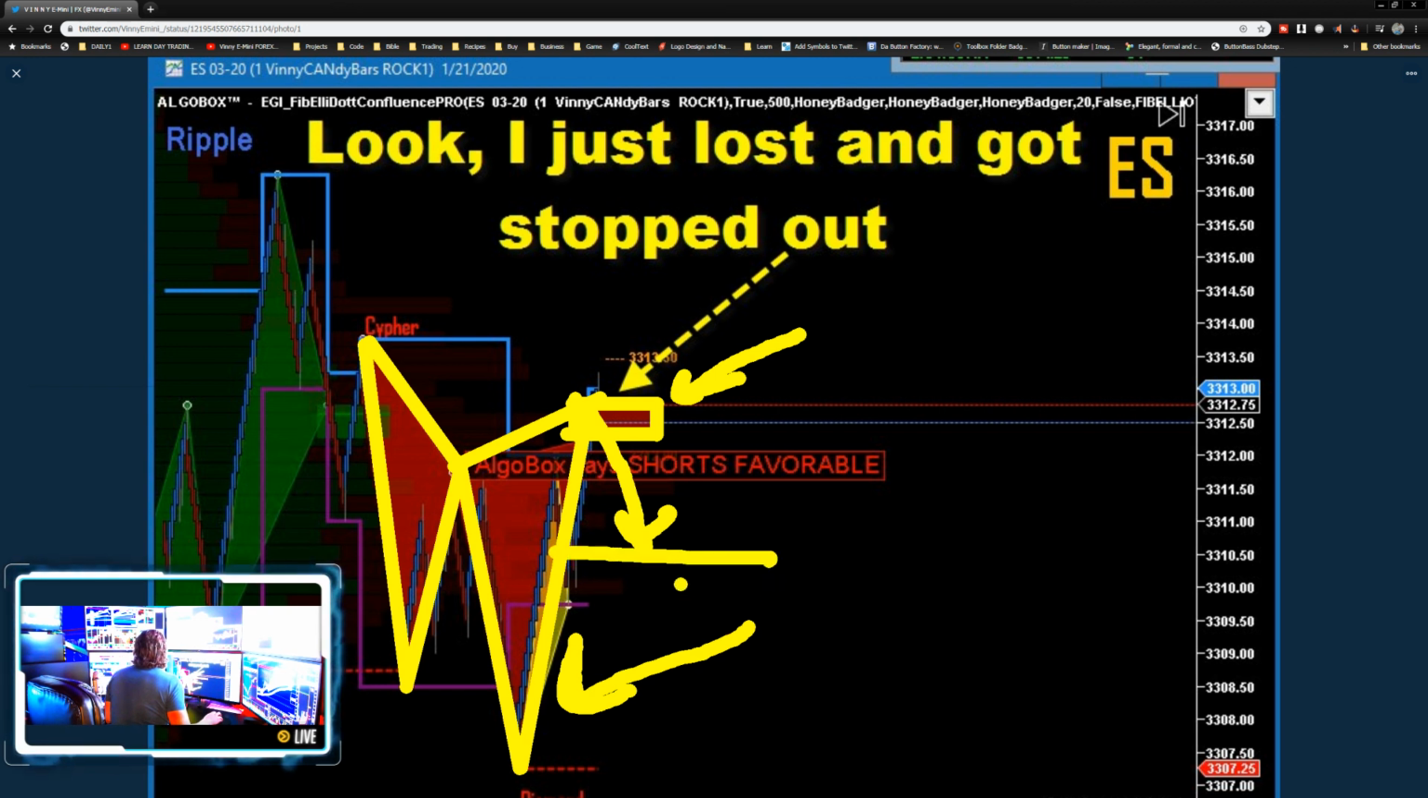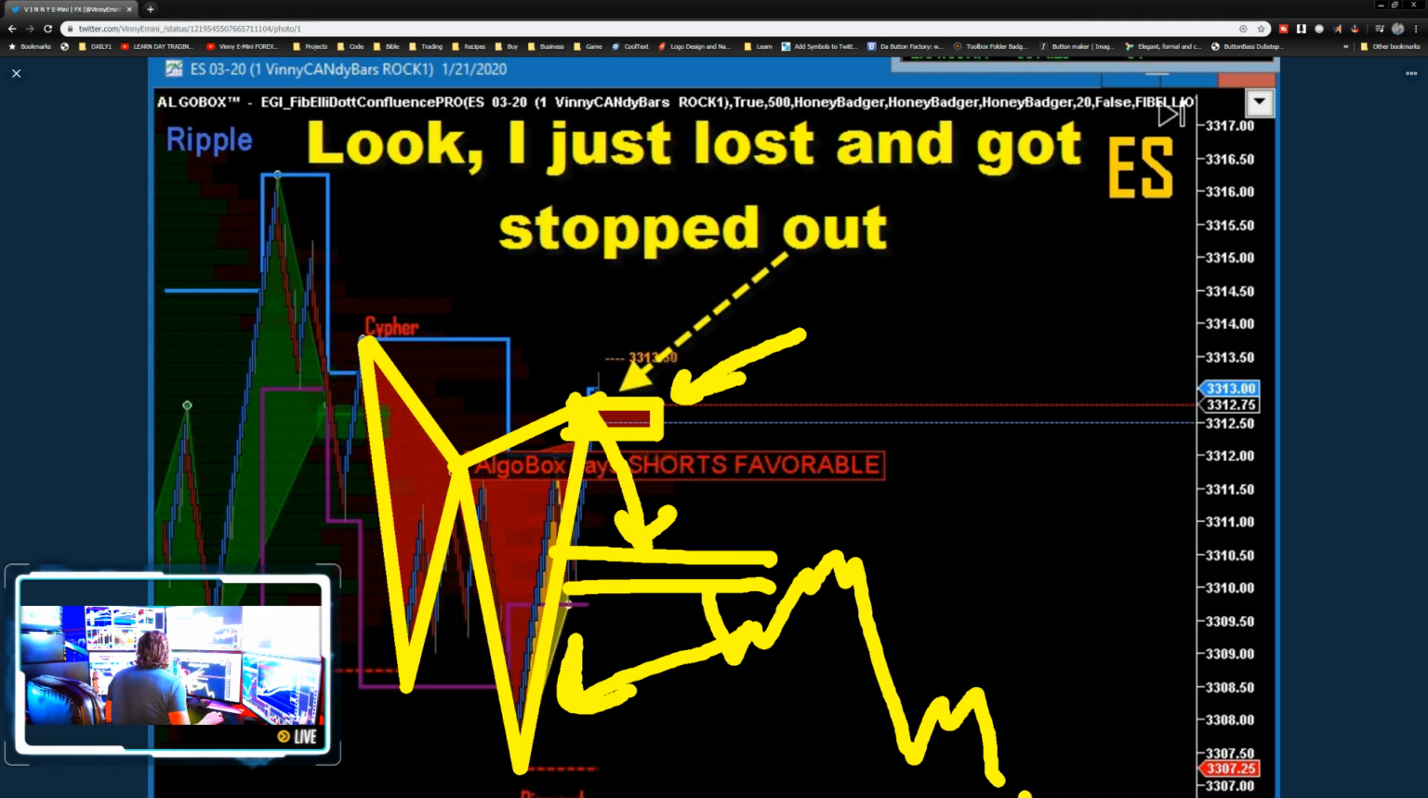Halfway is target 1, and of course I can put on some runners to see, maybe we get the big drop down. Awesome, and we get those big runner trades, and of course we are always trading with multiple contracts on our system.